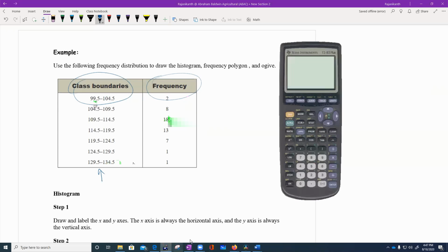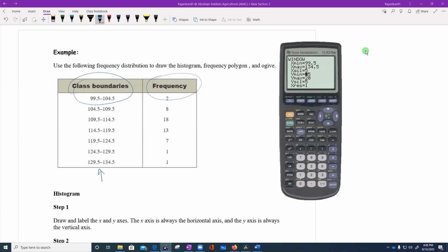Okay. So first I'm going to set the window. So go to window here, and for the minimum you could put 100 because your smallest data value is 100. But if you want, you could make it 99.5 itself. Doesn't matter. No change. Okay. So it will give you the same. But the maximum data value is 134, right? But I'm taking 135. If you want, you could take 134.5. It doesn't matter. And the scale means your x value is increased by 5. I'm leaving it as 5.